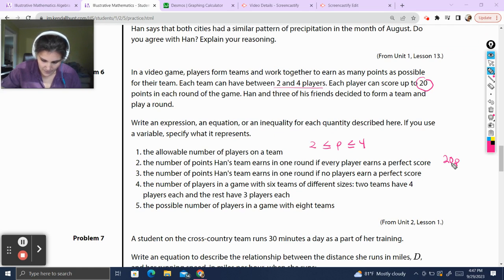3. The number of points Han's team earns in one round if no player earns a perfect score. Well, if no player earns a perfect score, I'm pretty sure that will be 0 points, because that's the number of points the players made in each round, and they can score up to 20, and that's assuming that they can also score 0 points. Let's go on to the next question.